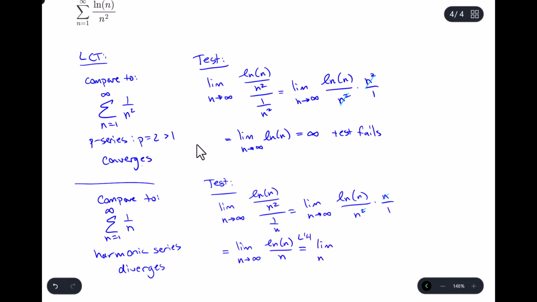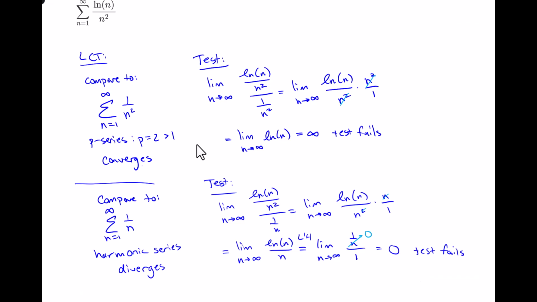So if I use L'Hopital's rule, the derivative of the natural log of n is 1 over n. The derivative of n is 1. So this is essentially just 1 over n. And as n goes to infinity, that thing goes to 0, so therefore this limit goes to 0, which also tells me that the test fails. So it's entirely possible that maybe the limit comparison test isn't the best one to use here.